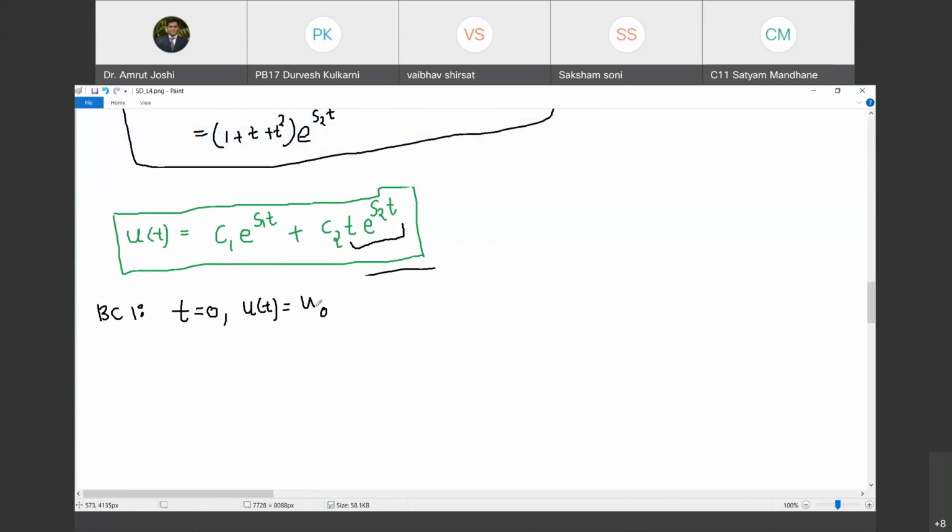Are you with me? Yes, sir. So substitute this back here. So what do we get? At t equal to 0, u of t is u0. If I substitute t equal to 0 here, this term is going to become 1, and here t is sitting here, so this term vanishes. Therefore you will get c1 is equal to u0. Do you agree with me? Yes, sir.